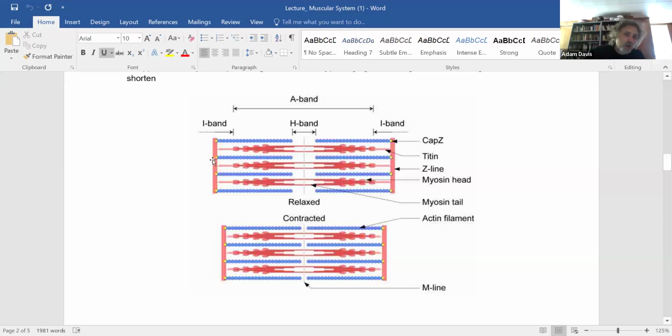You can see anchored directly to the Z discs are the thin filaments. In this diagram, the thin filaments are the blue lines. And they stretch from the Z discs towards the center of the sarcomere. Now, the center of the sarcomere, that line right down the middle that I'm highlighting at the moment, is called the M line. That is the central point of the sarcomere. The thick filaments, which are the red ones in this diagram, originate from the M line.